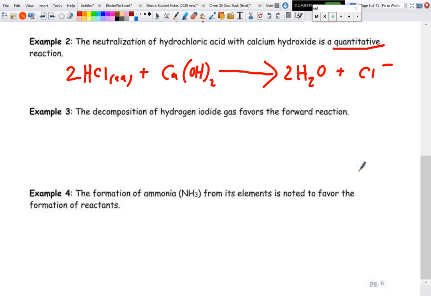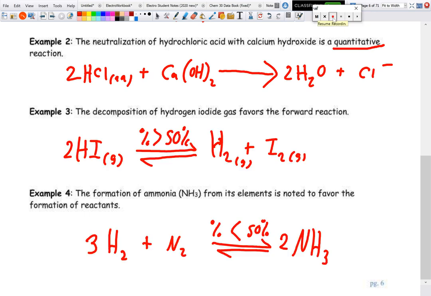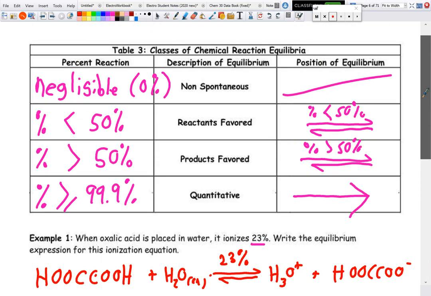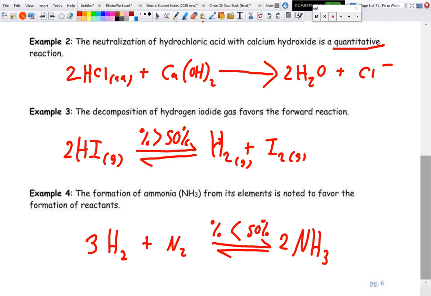Now, I'm just going to pause the video and put the answers up in 3 seconds, or you should pause this and see if you can get example 3 and 4. And hopefully for those you get something like this. We don't have any numbers with them, but if we follow the chart up above, if we know products or reactants are favored, we can easily communicate that.